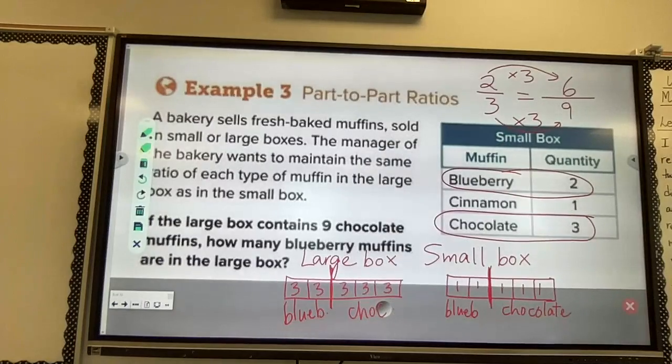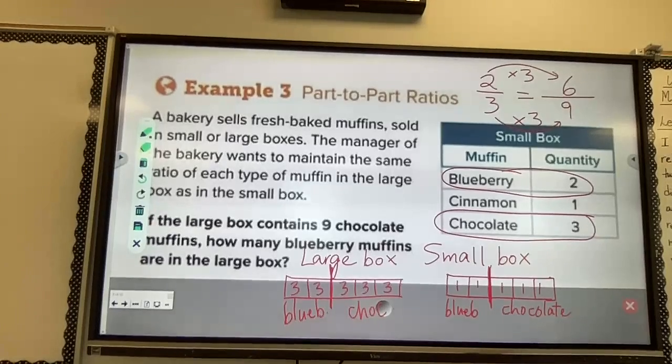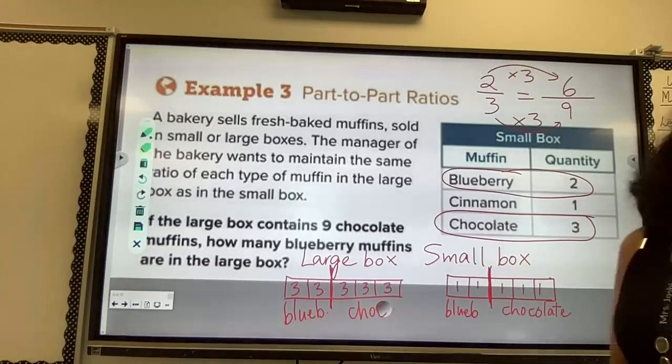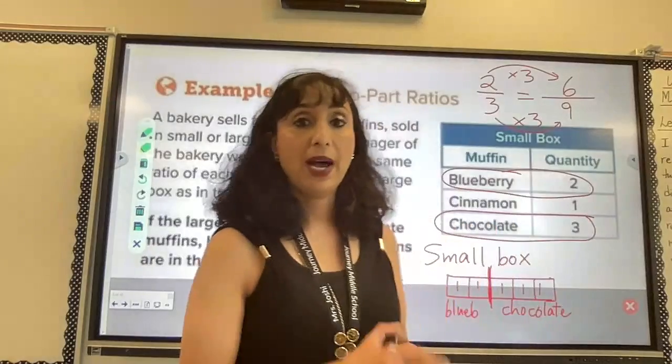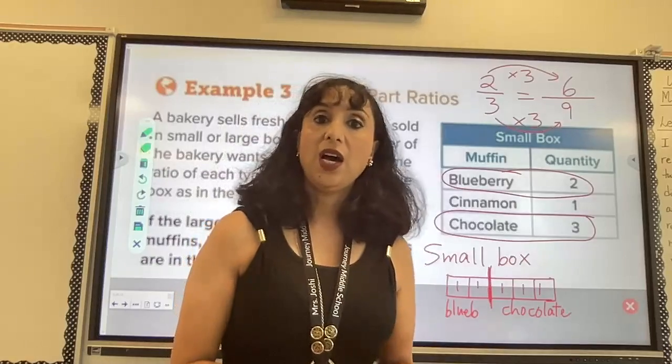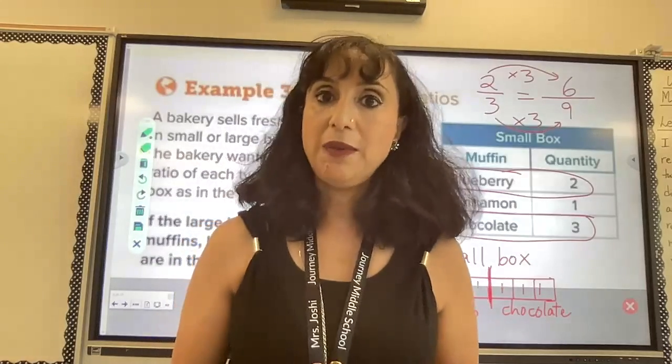Okay, so therefore this ratio is being maintained because there are 3 times as many chocolate muffins, 9 in the large box, as they are in the small box, in which you have 3. So there are 6 blueberry muffins in the large box. Okay, so basically this is how you use bar diagrams in order to find ratios. You can do part to whole and part to part.